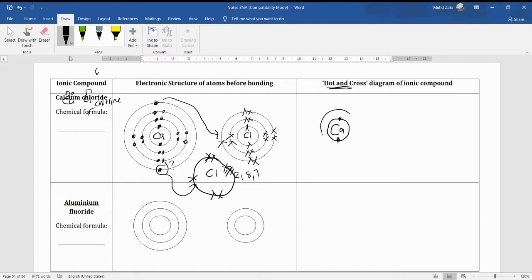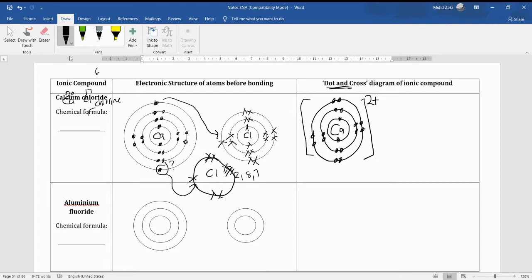Recently calcium is 2, 8, 2. Now after losing 2 electrons, the calcium ion will have a configuration of 2, 8. Okay, just now it was 2, 8, 2, now it's 2, 8. And since calcium lost 2 electrons, it should have a charge of 2 plus.